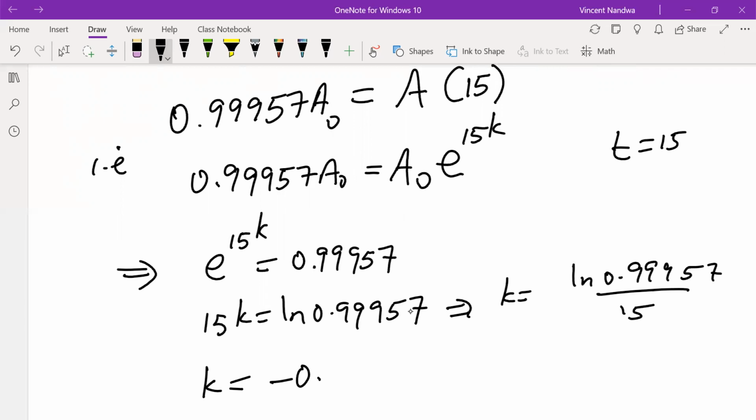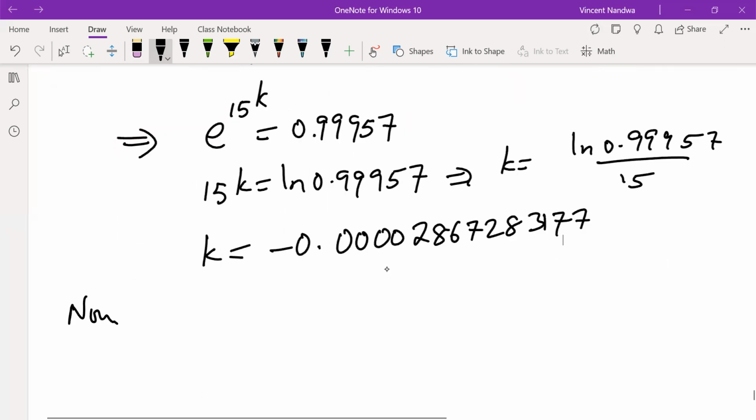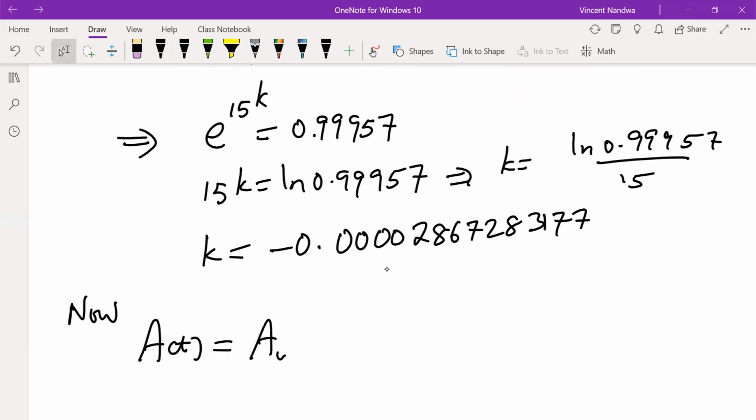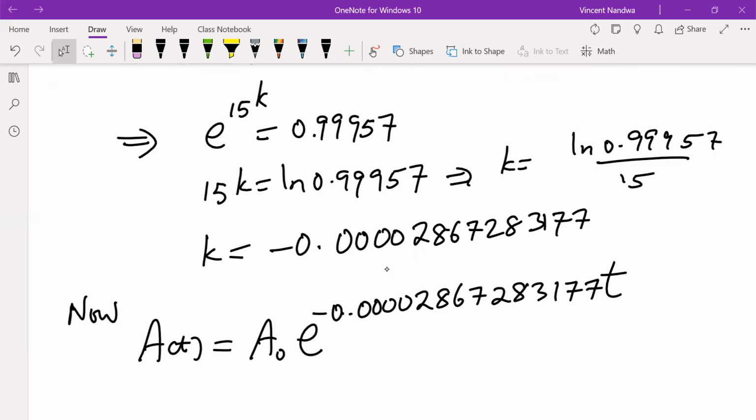K will be negative 0.0000286... So now the solution will be A of t equals A naught e raised power negative 0.0002867283177 t.